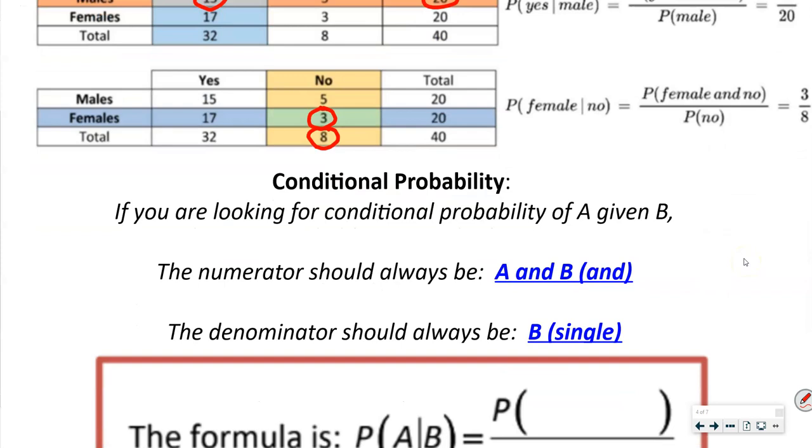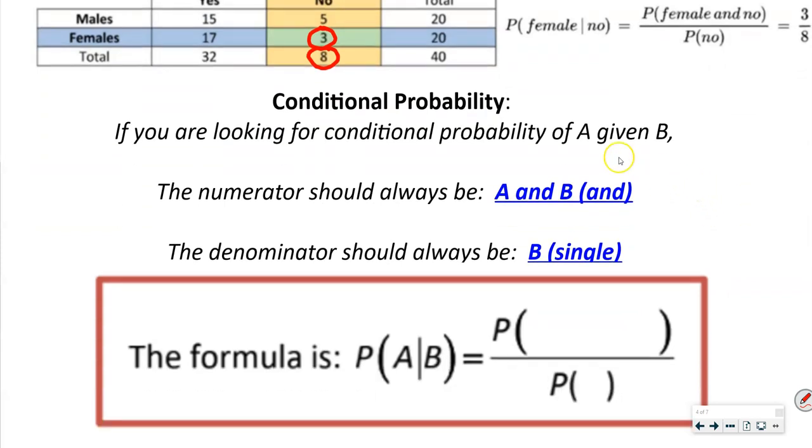So conditional probability, this is the way you guys need to look at it. If you're looking for conditional probability of A given B, then the numerator should always be A and B. So you're looking for that word and, okay? And then the denominator should be something single, and it's a total, okay? So let's write out here total as well. Once again, this is going to be the overlap of two things, and then this is going to be a total for the one thing. So the formula is going to be the probability of A and B over the probability of B, because this statement says the probability of A given B has occurred.